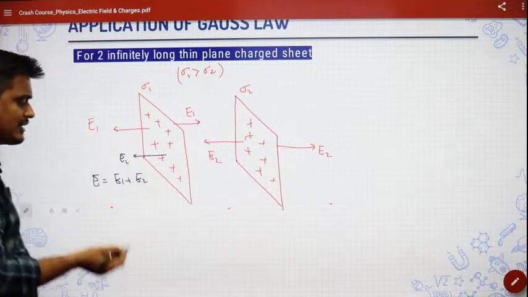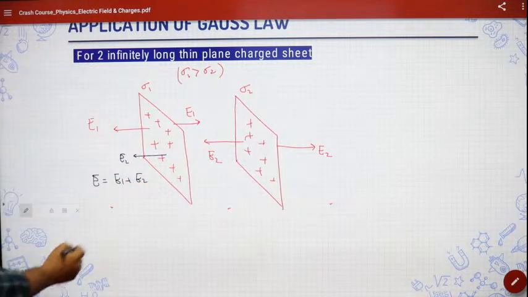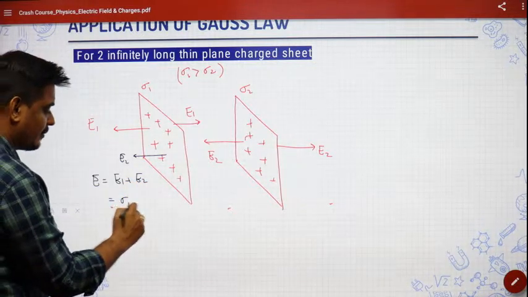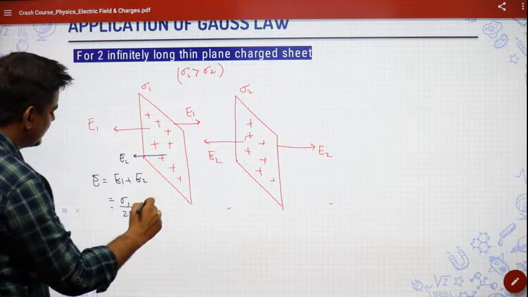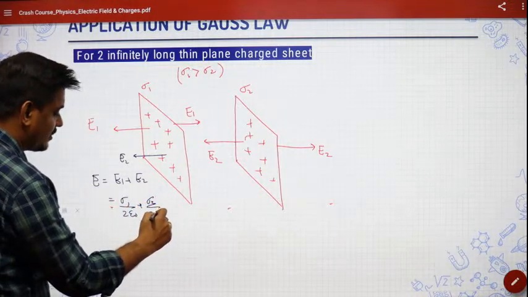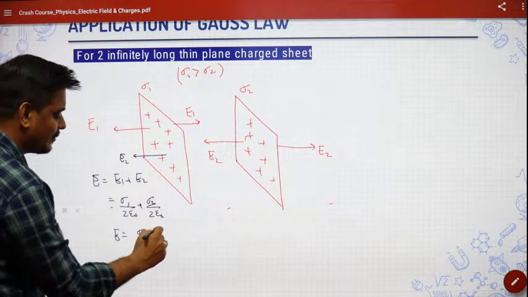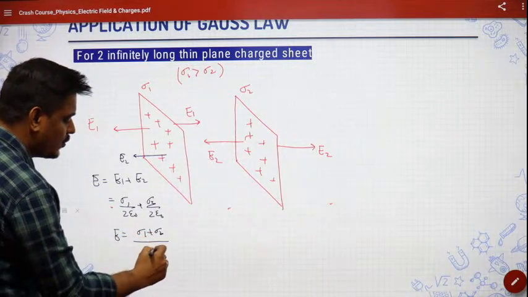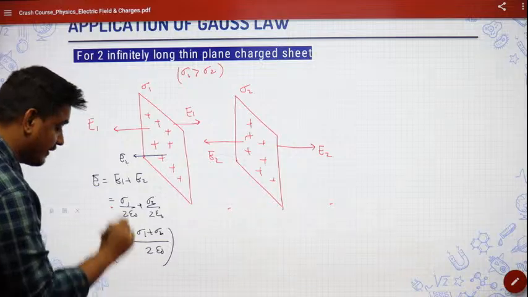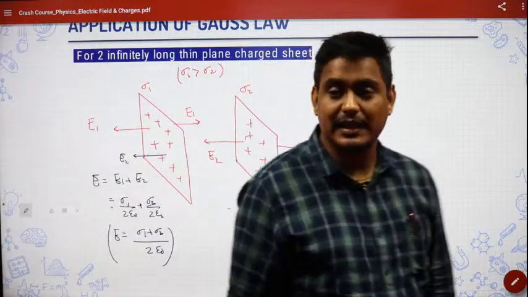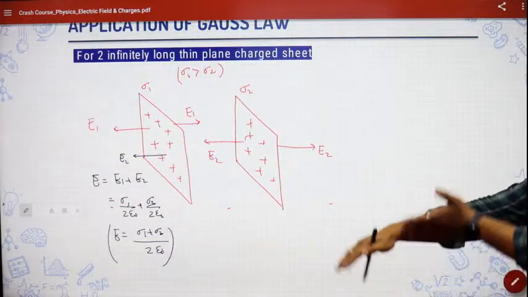And you know very well what is the value of E1? Sigma by 2 epsilon naught. So it will be sigma 1 by 2 epsilon naught plus sigma 2 by 2 epsilon naught. In simple words, net electric field will be equal to sigma 1 plus sigma 2 divided by 2 epsilon naught. This is the value of electric field on one of the sides. If I see at this side, the same thing will come.